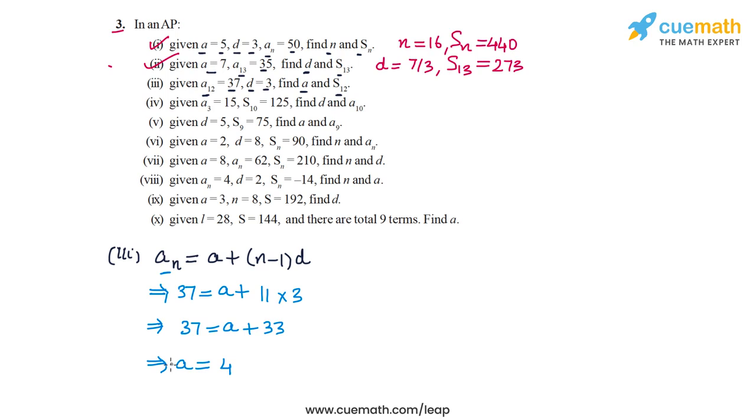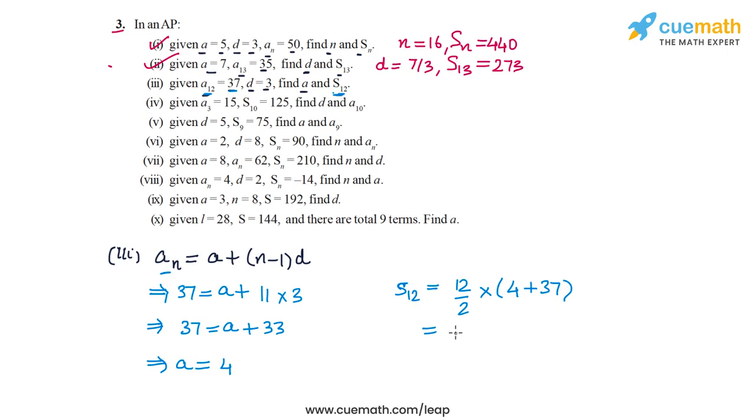So the first term of the AP is 4. Now we will find S12, the sum of the first 12 terms. To find this, we will make use of the formula n by 2 into (A plus L). So S12 will be equal to 12 by 2 into (A, the first term, which is 4, plus L, the last term, or the 12th term in this case, which is 37). So this is what we get.